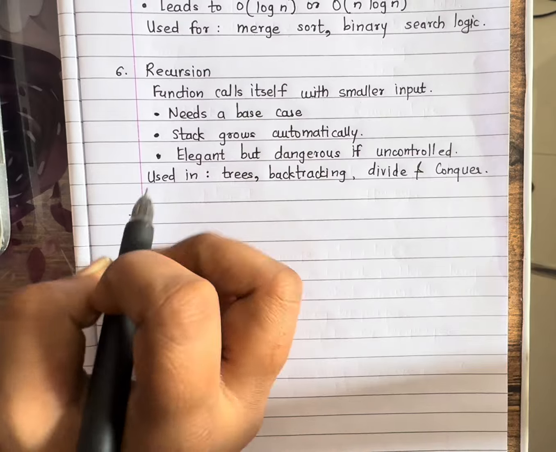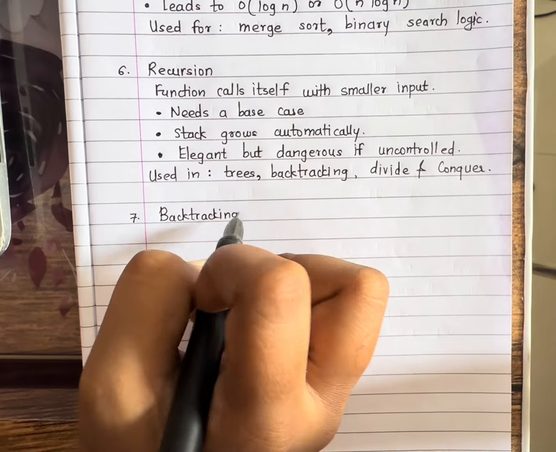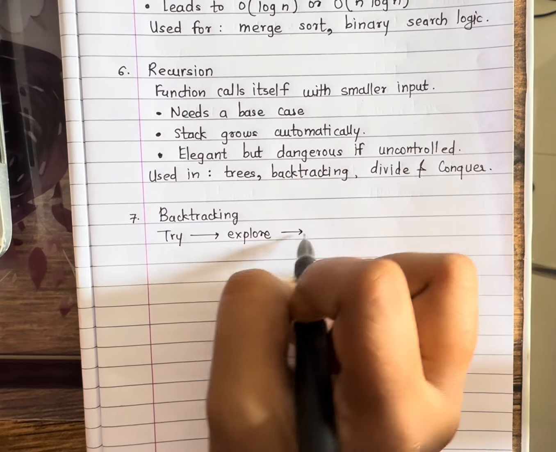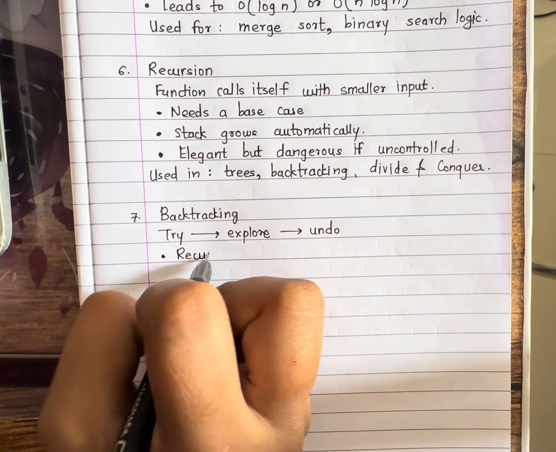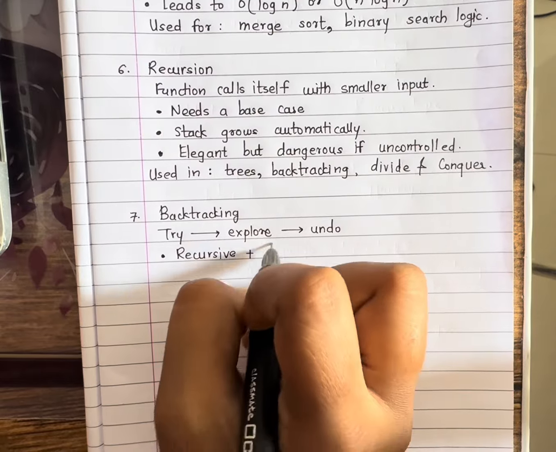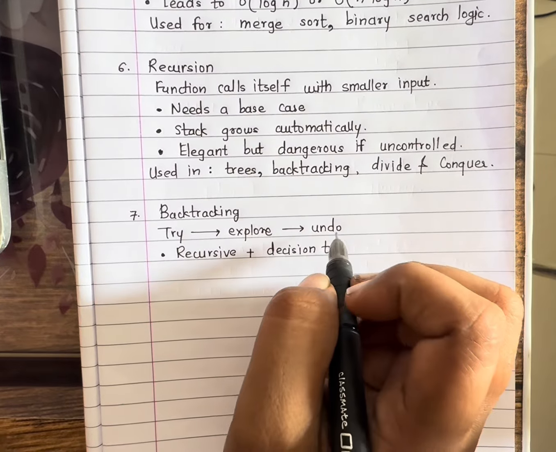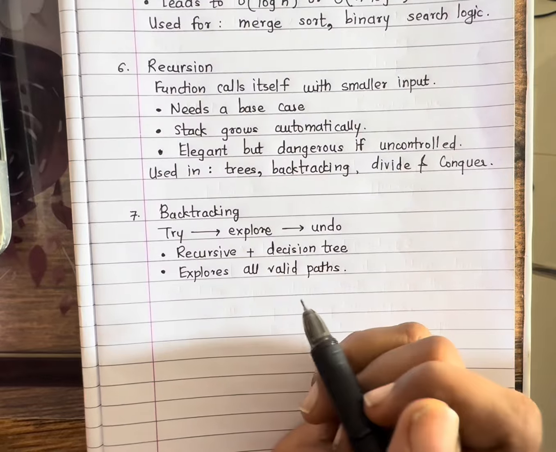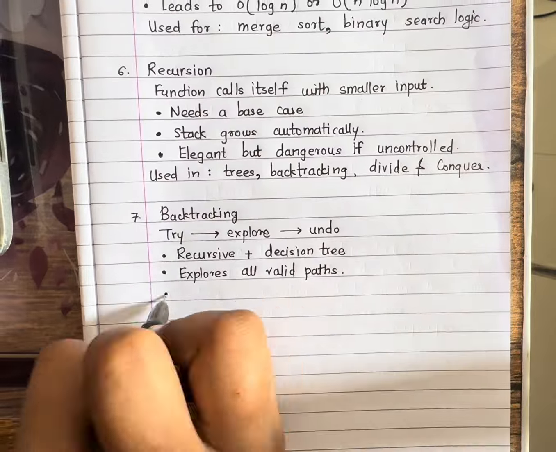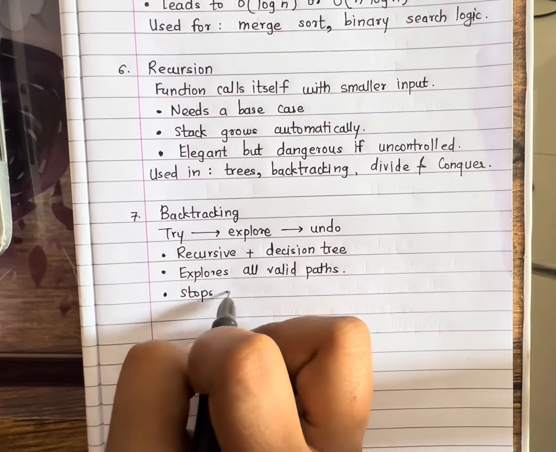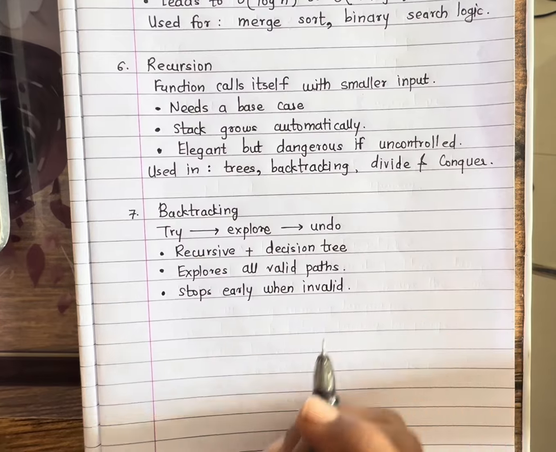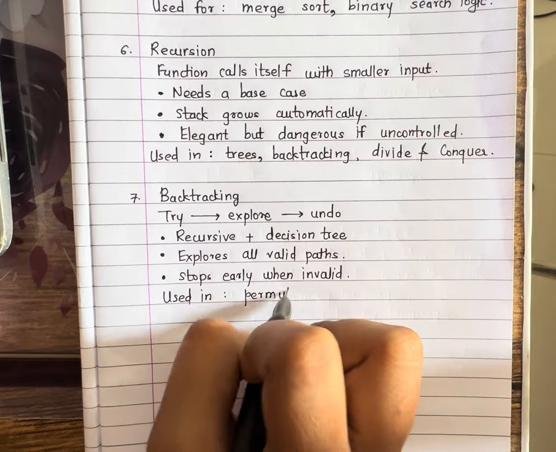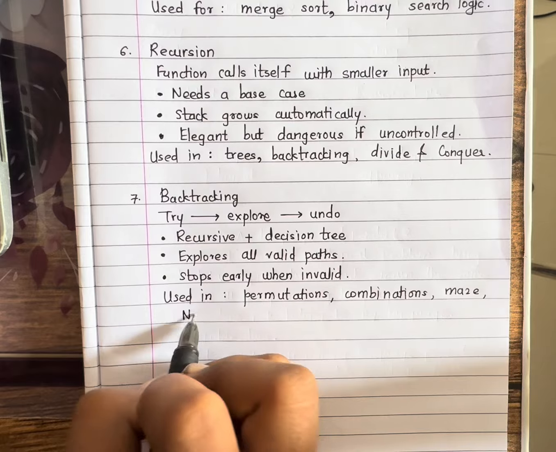So our next approach is backtracking. What happens here? We try, we explore, and then we undo. It is recursive, like a decision tree. It explores all valid paths. And what is the best thing about it? It stops early when invalid. And where is it used? It is used in permutations, combinations, mazes, and N-Queens.